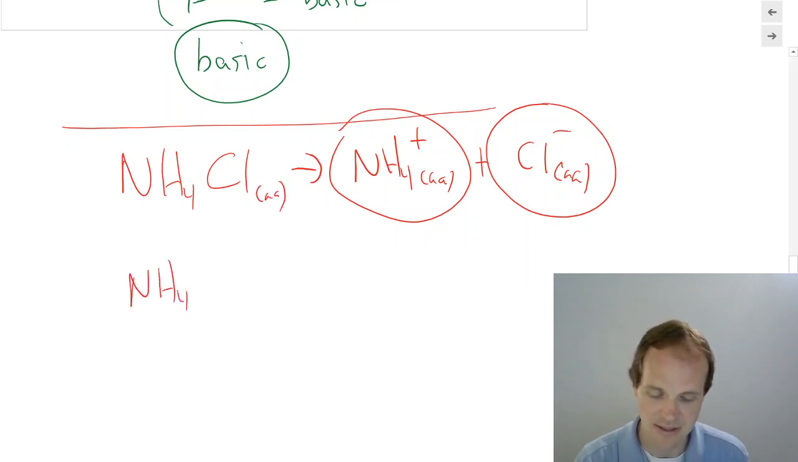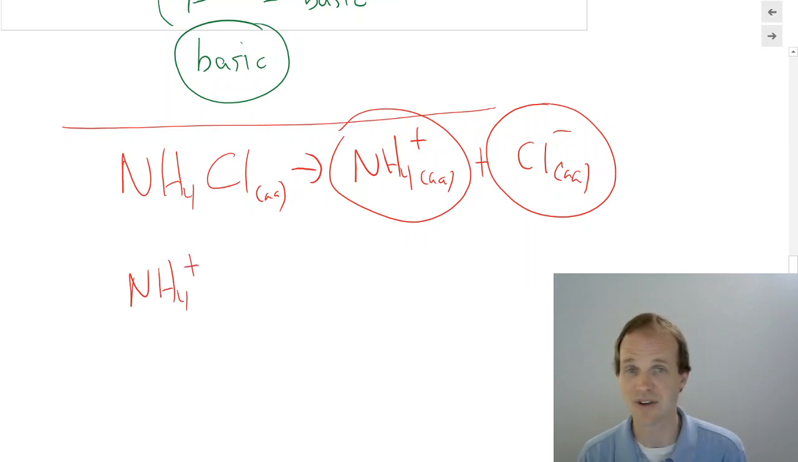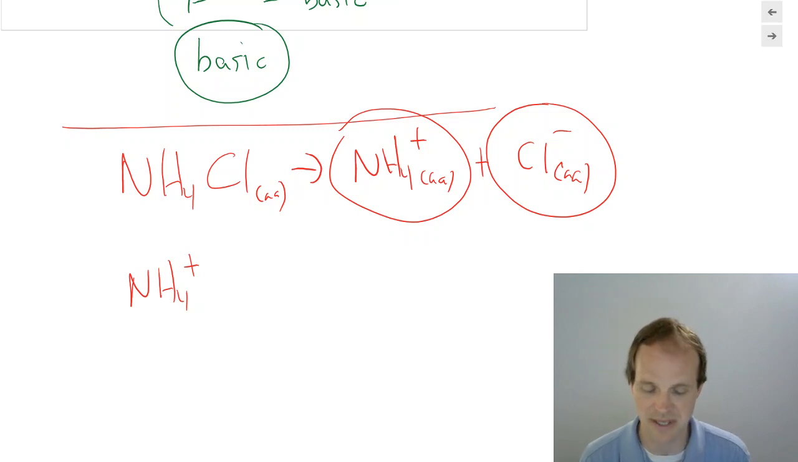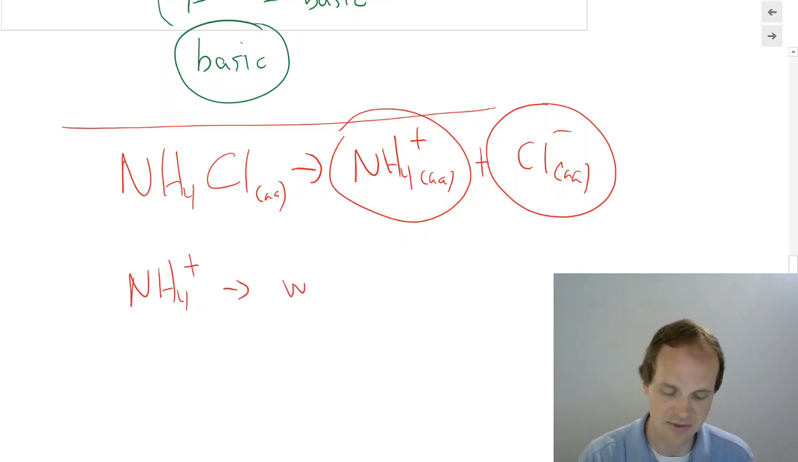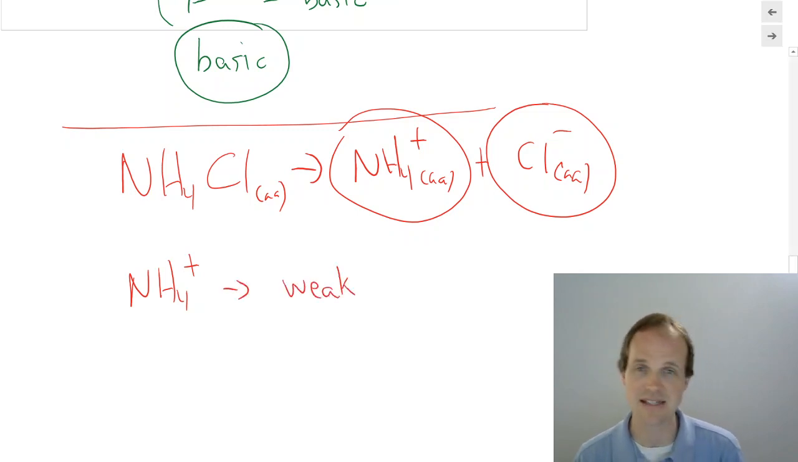NH4+ is certainly not on our strong acids or our strong base lists, okay? And it's not the conjugate of a strong acid or a strong base, right? NH3 is not on our strong acid, strong base lists. So we can guess that this is some sort of weak, what do you think? Is it an acid or is it a base?